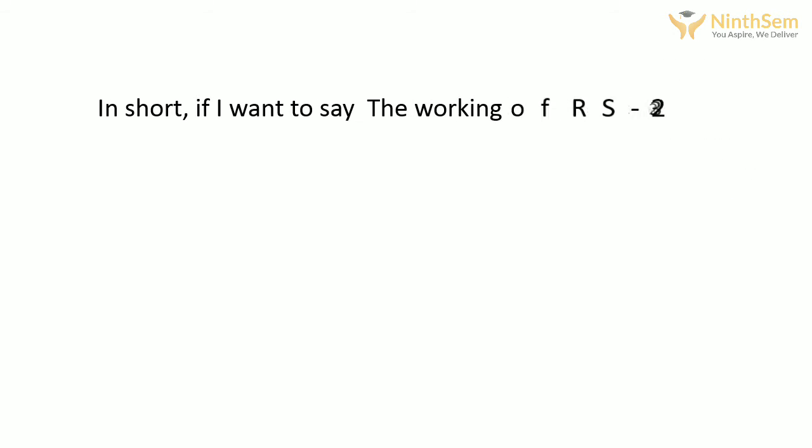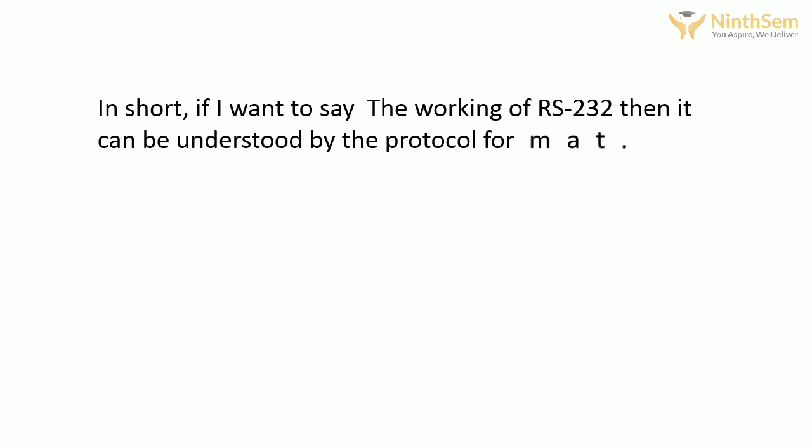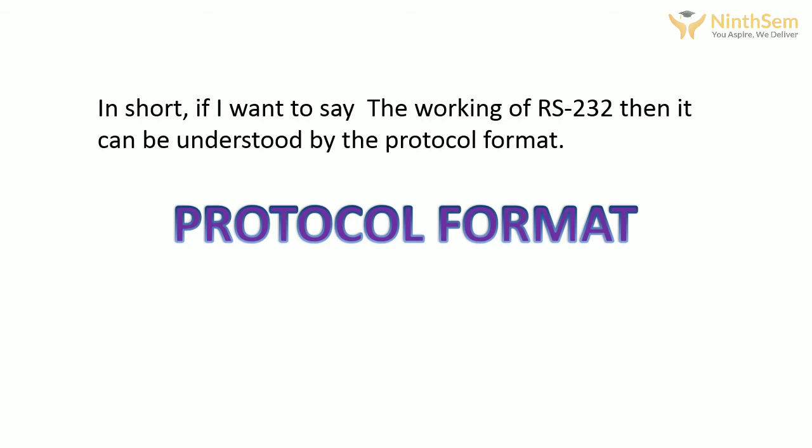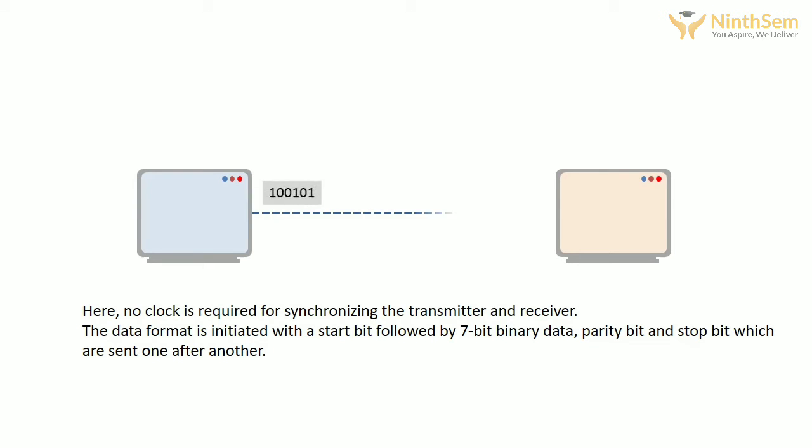In short, the working of RS-232 can be understood by a term known as protocol format. As RS-232 is a point-to-point asynchronous communication protocol, it sends data in a single direction. Here no clock is required for synchronizing the transmitter and the receiver. The data format is initiated with a start bit followed by 7-bit binary data, a parity bit and a stop bit, which are sent one after another.